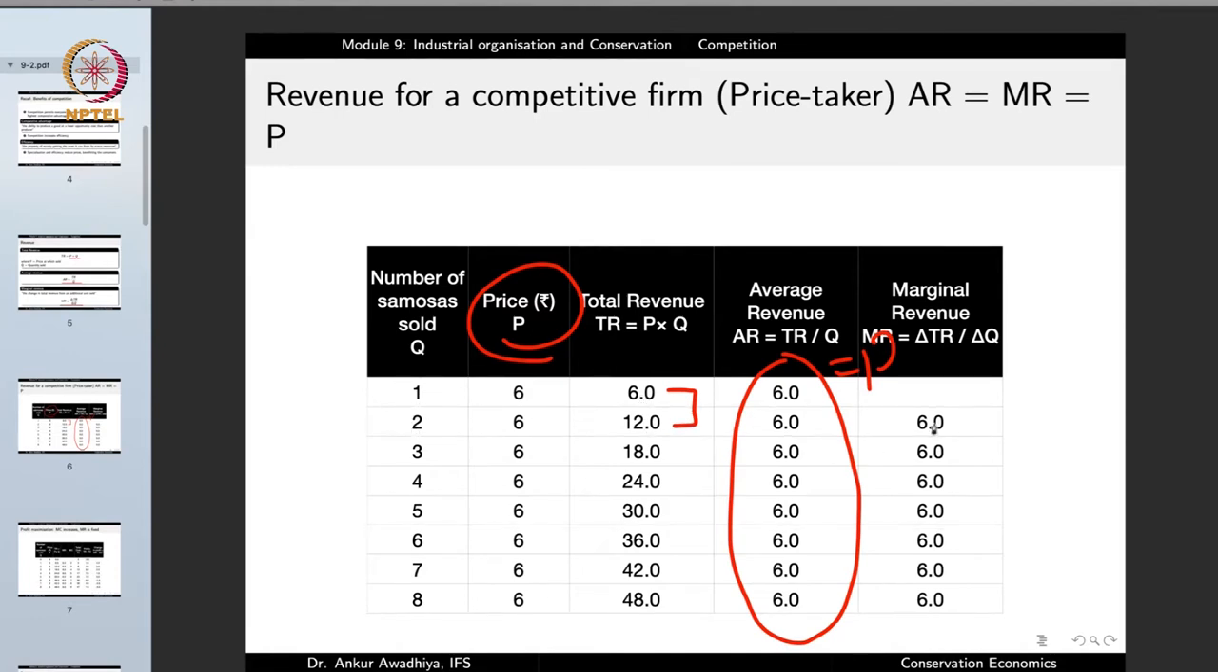So 12 minus 6 is 6. 18 minus 12 is 6. 24 minus 18 is 6. And so here we are also observing that in each of these, the MR is equal to the price. So for a competitive firm that is a price taker, the average revenue is equal to the marginal revenue, which is equal to the equilibrium price in the market at which the goods are being sold.